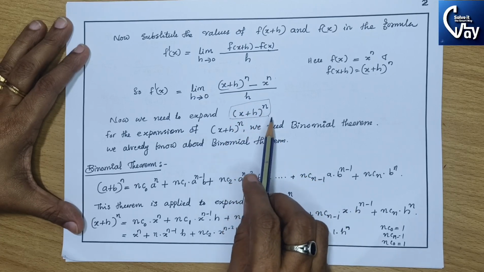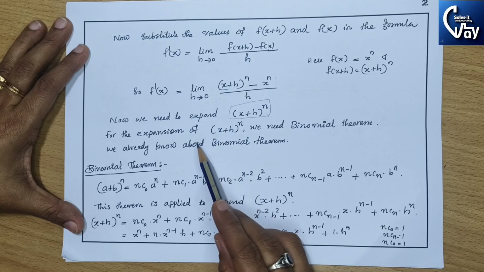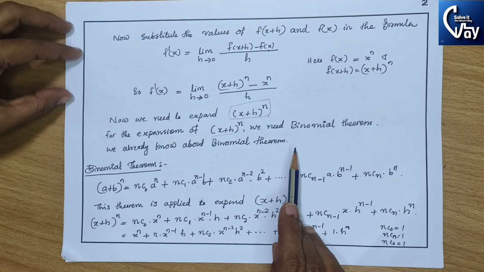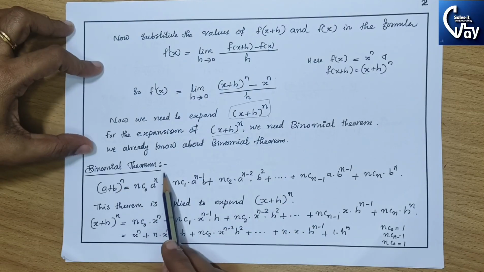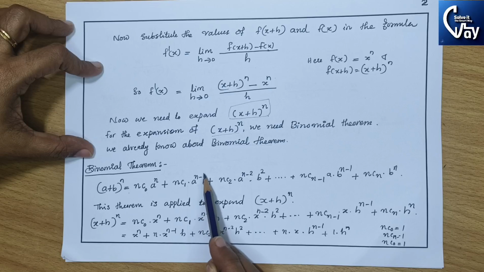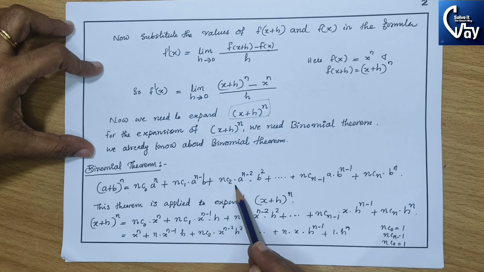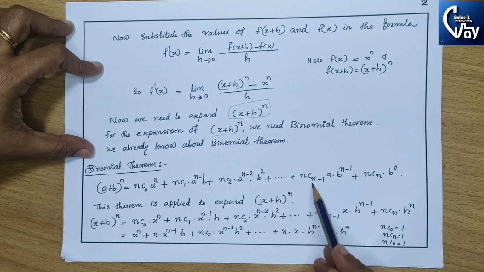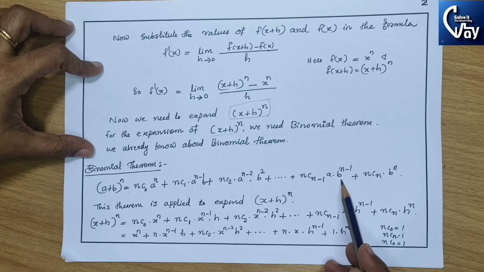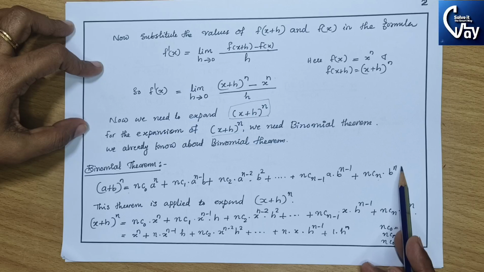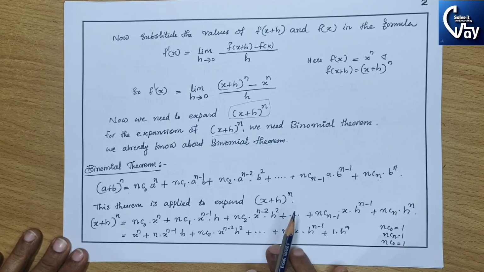How to expand x plus h whole raised to n? For the expansion, we need the binomial theorem, which we already know. What is the binomial theorem? a plus b whole raised to n equals nC0 a raised to n plus nC1 into a raised to n minus 1 into b plus nC2 into a raised to n minus 2 into b square plus etc., plus nC n minus 1 into a into b raised to n minus 1 plus nCn into b raised to n. This is our binomial theorem.